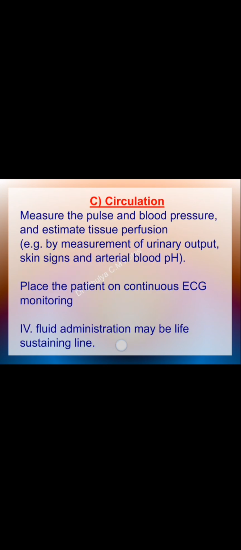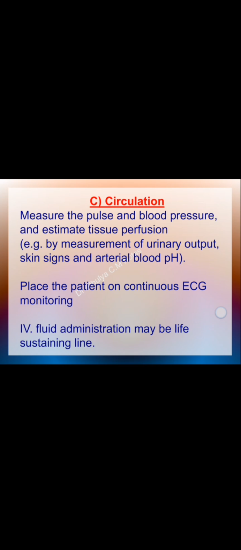Then coming to the third principle, circulation, we have to look at whether the patient's circulation is proper. We look into the circulation by measuring the pulse and blood pressure and estimating tissue perfusion, for example by measurement of urinary output, skin signs, and arterial blood pH. Then we have to place the patient on continuous ECG monitoring. IV fluid administration may be a life-sustaining line.